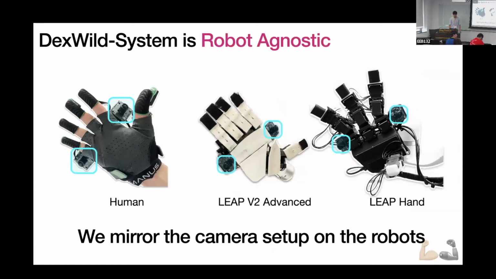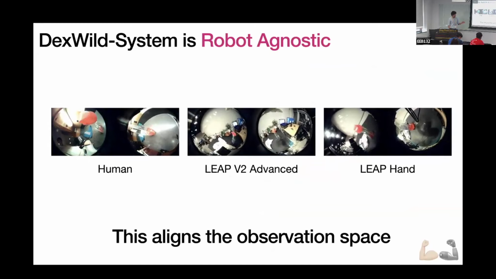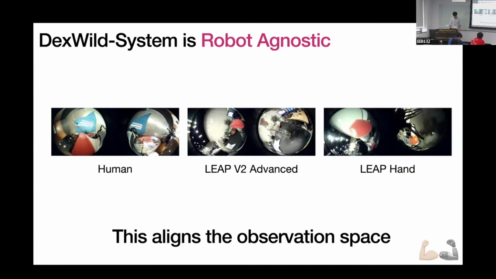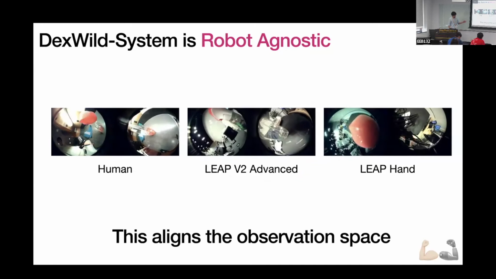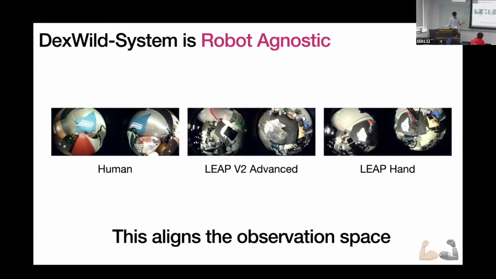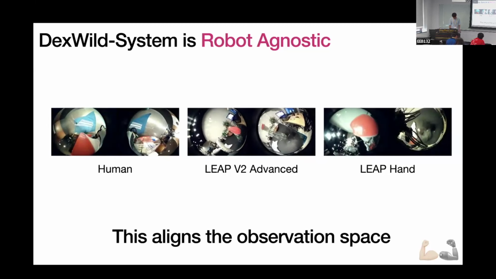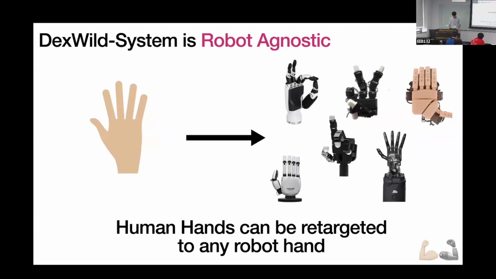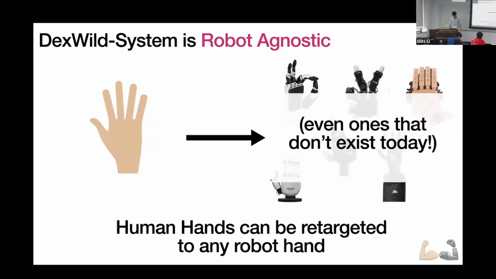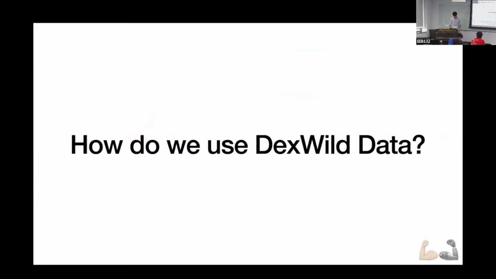To ensure that our data is robot agnostic, we attach cameras at the wrist of the human and the robot. By doing this, we're able to align the observation spaces. For example, this is what example policy inputs would look like. And as you can see, they're very similar between the human and the robot. Then, like I mentioned before, by collecting data using human hands, we're able to retarget to any robot hand, even ones that don't exist today.